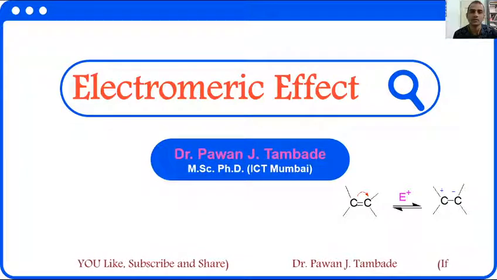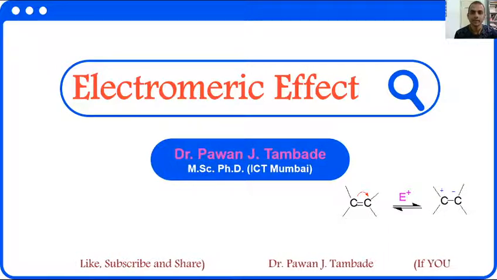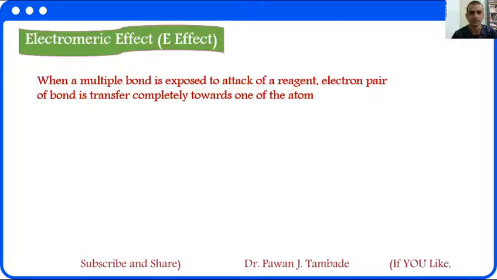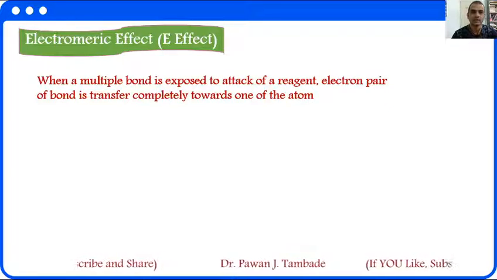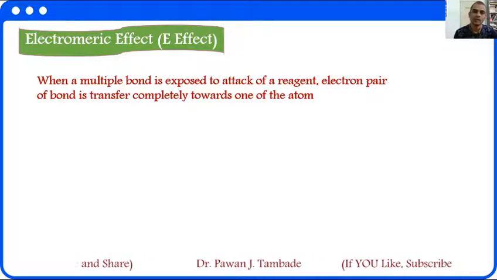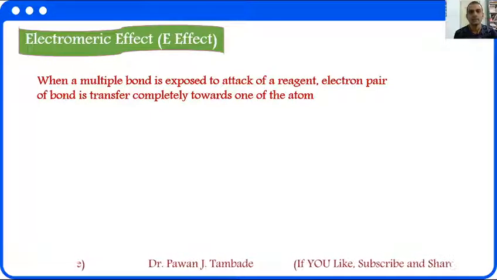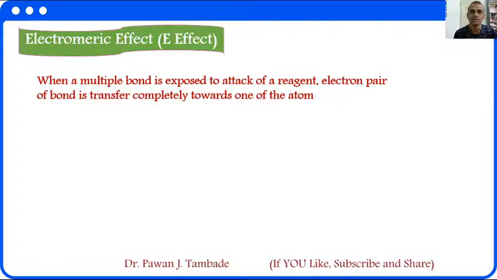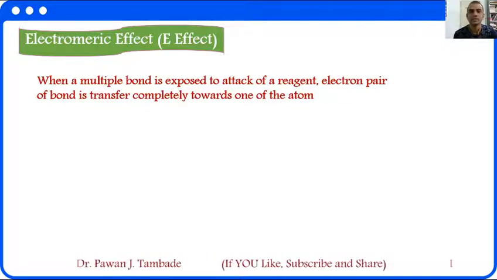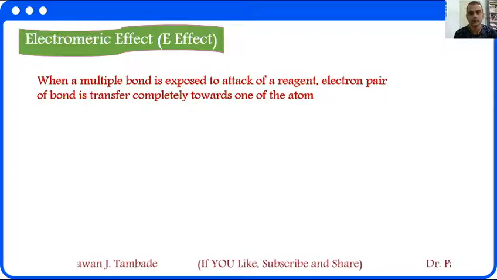In this video lecture, we will see the electromeric effect. So what actually is the electromeric effect? When a multiple bond is exposed to some attacking reagent, then the electron pair of a bond is transferred completely towards one of the bonded atoms. Such an effect is called the electromeric effect.